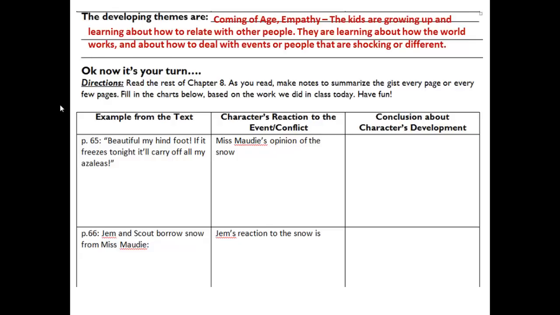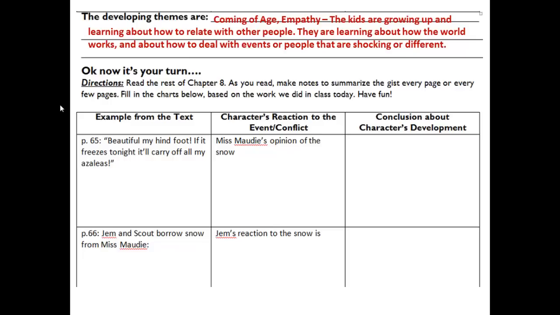Alright, so once you've finished copying this down, you can go ahead and follow me going through the rest of today's homework. The next section says, okay, now it's your turn. Directions: Read the rest of Chapter 8. As you read, make notes to summarize the gist every page or every few pages. You should do that right into your text. Fill in the charts below based on the work we did in class today.